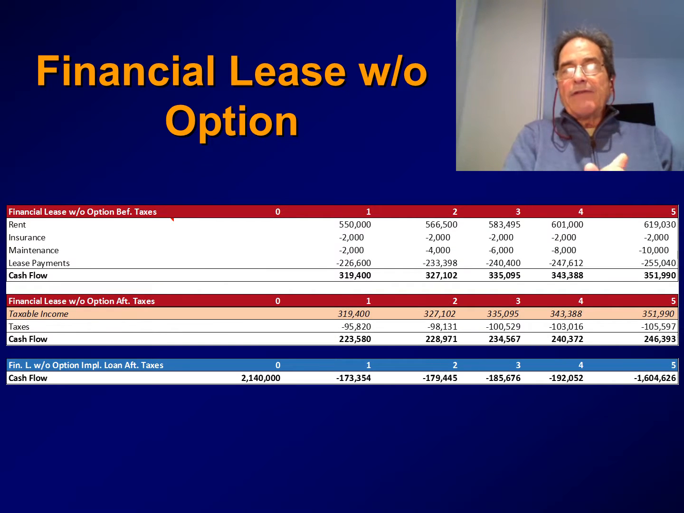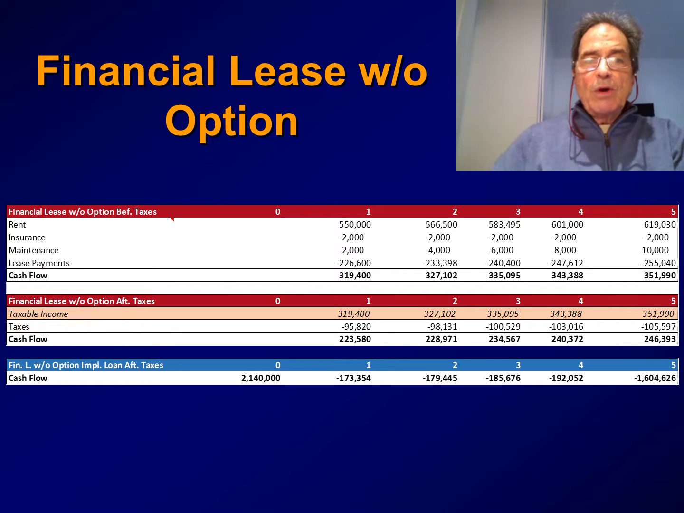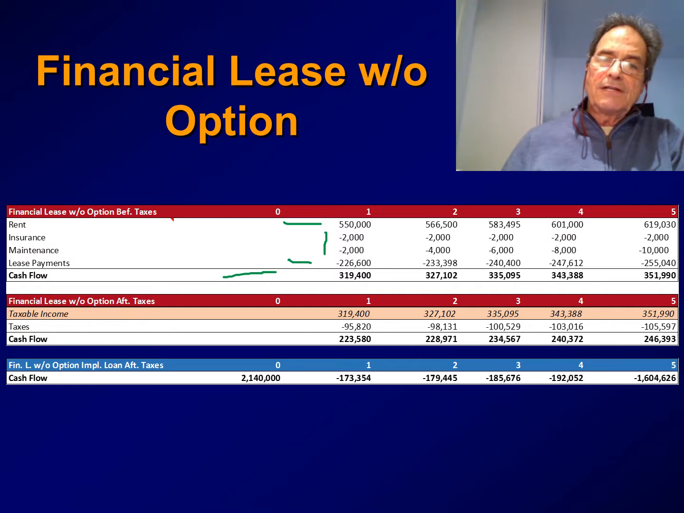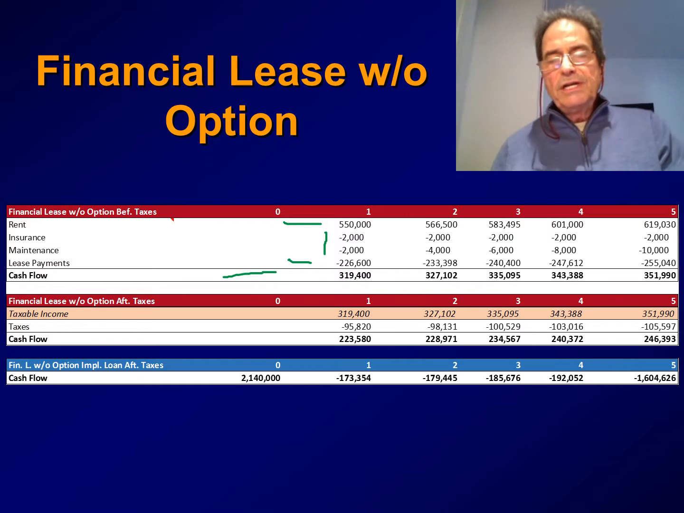Now we evaluate the financial lease without the option. First, we calculate the cash flow of this financial lease before taxes. So we take into account the rent that we can charge to any person who uses the property, the yearly rent, and then we have these expenses, insurance and maintenance, and finally the lease payments. We add them up and we obtain the final cash flow. This cash flow is before taxes: 319,400 in year 1, 327,102 in year 2, etc.